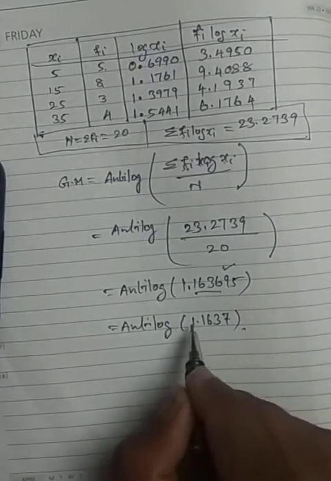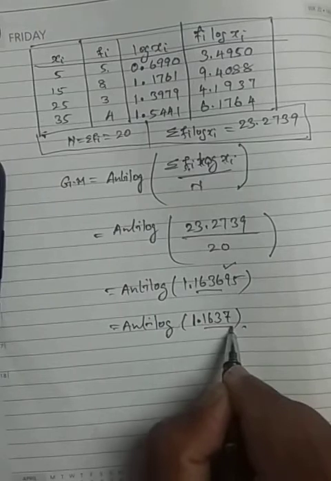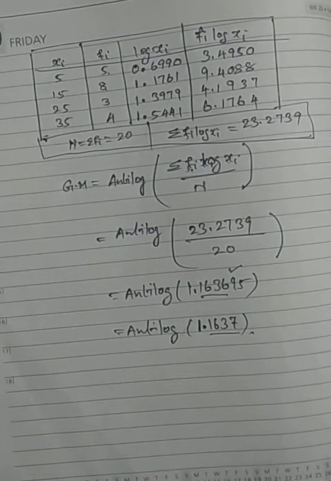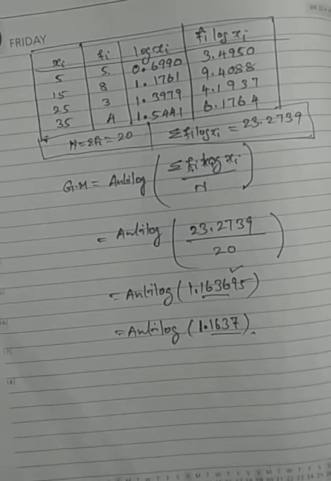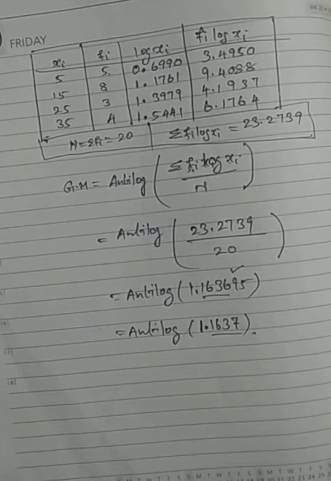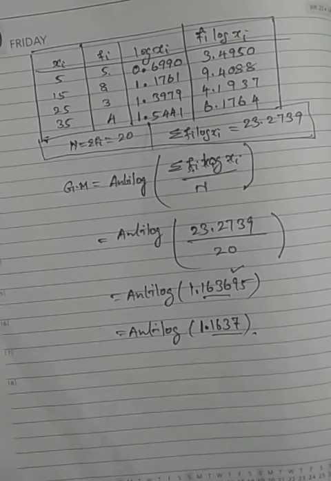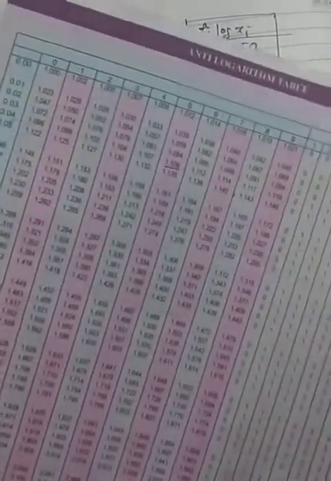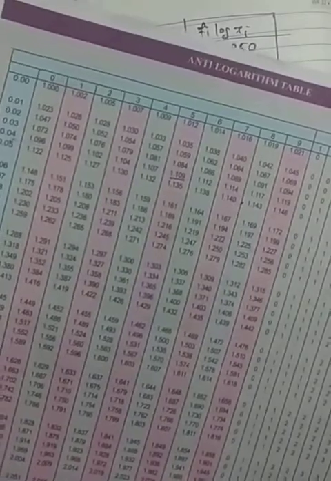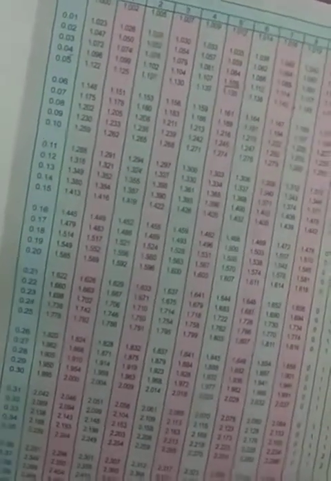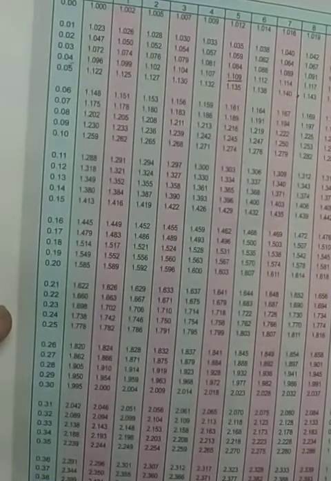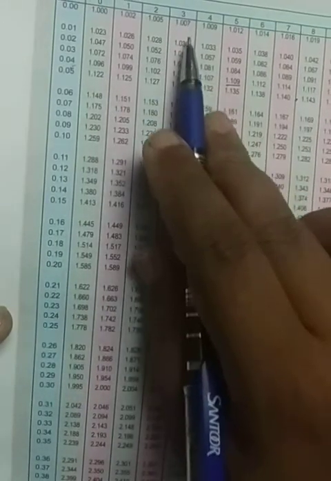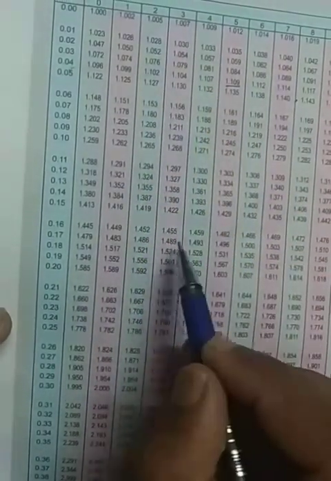Now I need to leave the characteristic, and only this 1637 I have to take in the anti-logarithm. So I will go to the anti-logarithm table. Just a minute, I will show the anti-logarithm table. So 16.3, here it is. You can see many values are there. Here 16 is there. So 3, here it is a 3, and dragging across, what are we getting?